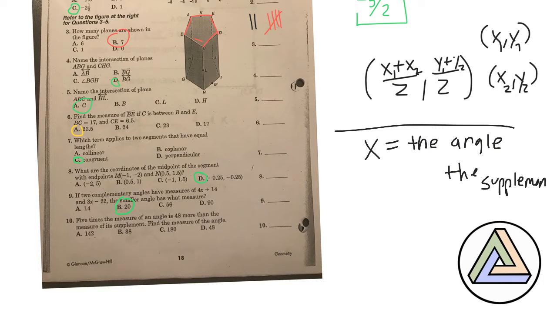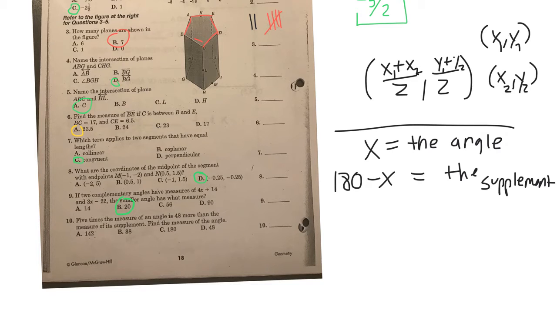So the supplement, if x is the angle, then the supplement is going to be 180 minus x. Right? Because x plus the supplement equals 180. So whatever the supplement is, it's going to be 180 minus x. So that's a way of thinking about it.